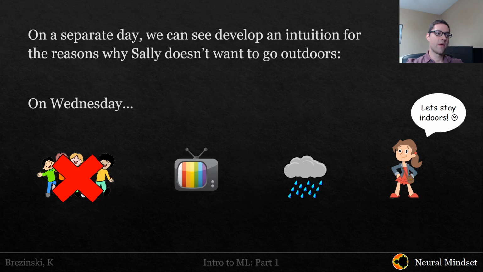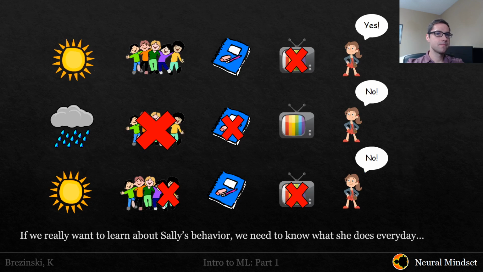And then on the contrary, on Wednesday, all of her friends, let's just say they have homework, so none of them are outside. Her favorite television show is on, and it's sunny outside. So on this particular day, Sally is sad and she decides to stay indoors. So if we really want to know about Sally's behavior, we can't just look at some anecdotal examples. We need to look at her past behavior in order to develop a better intuition for exactly what she wants to do.